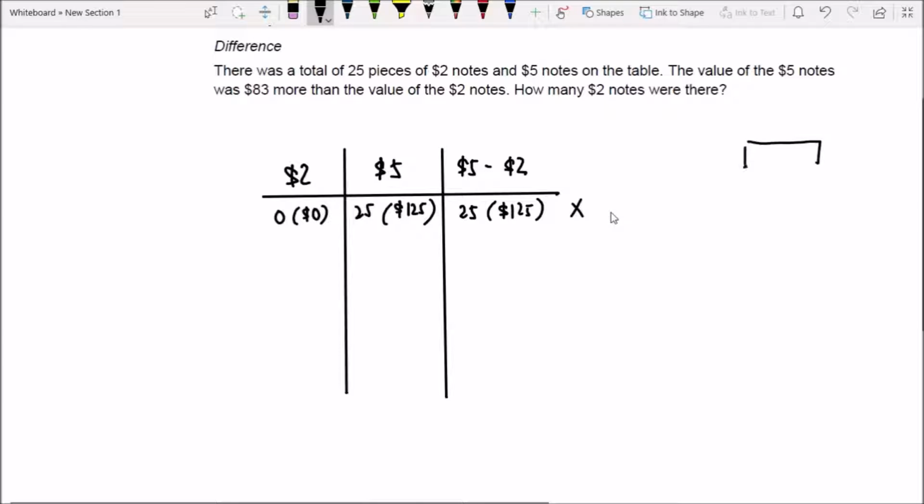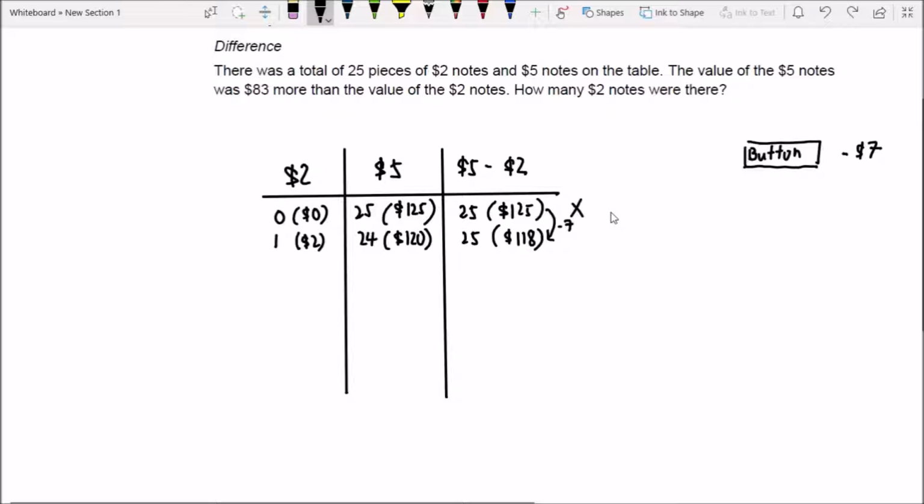Imagine that we have a button which gives us one $2 note every time it is pressed. Let us see how the difference changes when we press it once. We will get one $2 note. There are only 25 notes altogether, so we must take away one $5 note. The value of the $2 note is $2, and the value of the $5 notes will decrease by $5, from $125 to $120. Thus, the $5 notes are worth $118 more than the $2 notes because 120 minus 2 is 118. So if we press the button once, the difference decreases by $7.